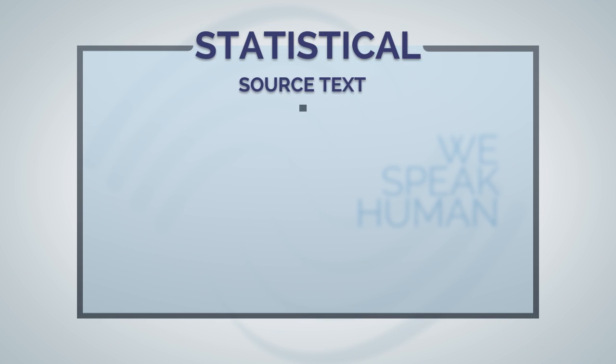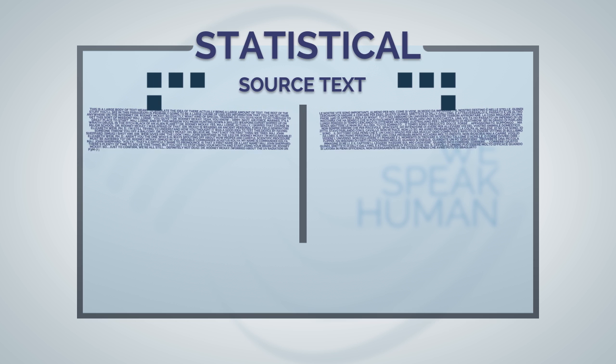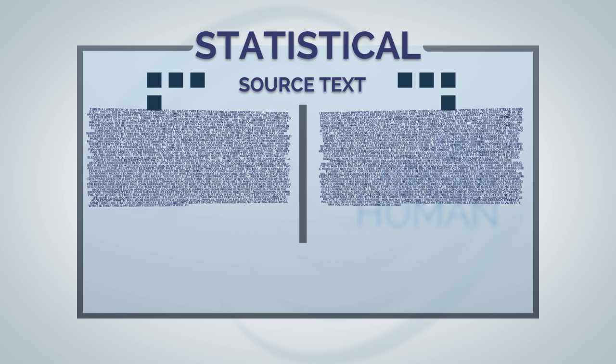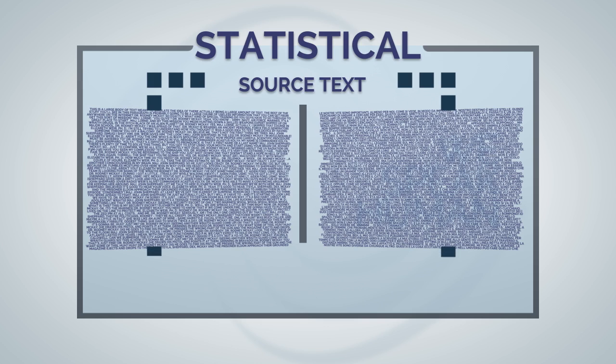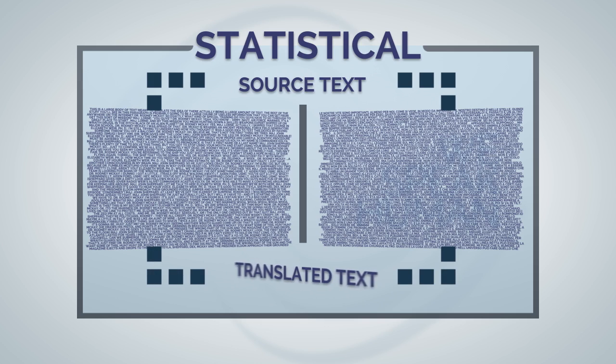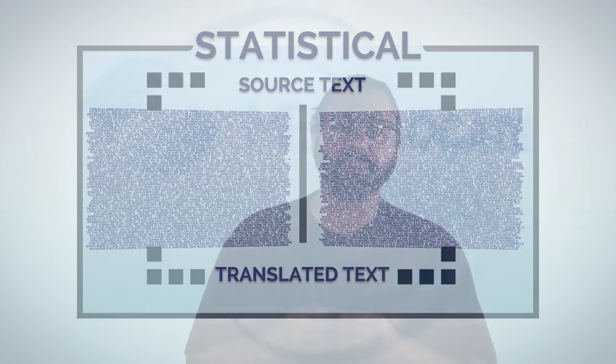The first one is statistical machine translation. It uses a large amount of data, a large body of corpora in two different languages, to figure out what is the best translation based on the repetitions of that translation that it finds in that database.